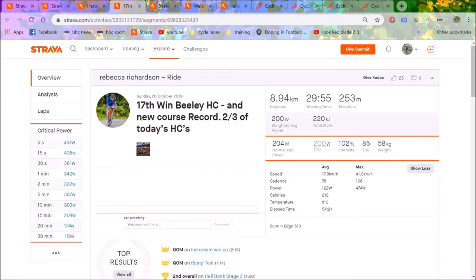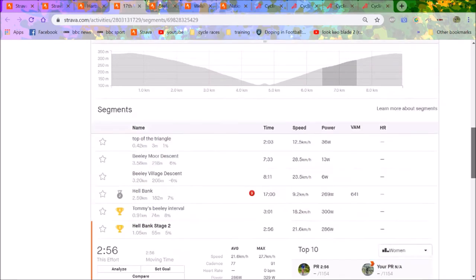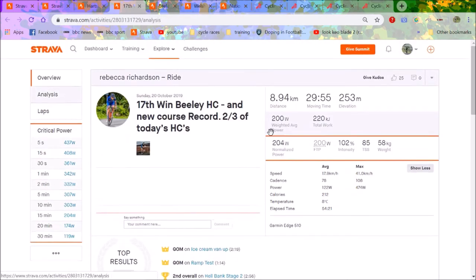Next, Rebecca Richardson. A lot of my friends and other people think that she's going to win it. I'm not so sure based on the numbers, but we'll see. So this is Beely, which is a pretty good one, to be fair.